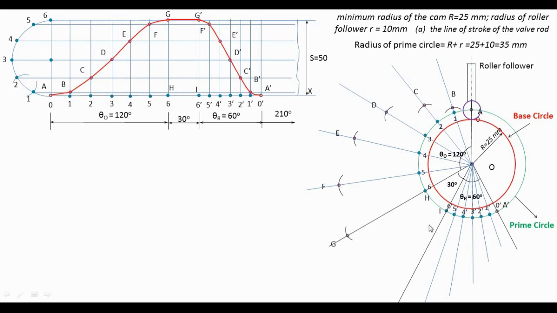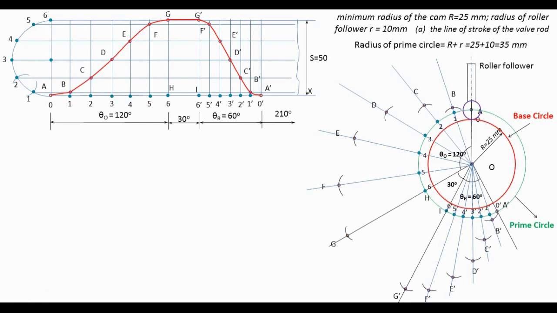Similarly 6 dash to G dash, 5 dash to F dash, 4 dash to E dash. Put the needle at 4 dash and create one arc here, E dash. Similarly I have divided the remaining parts also.